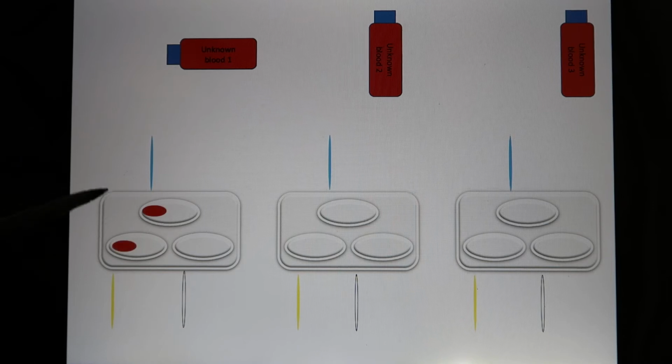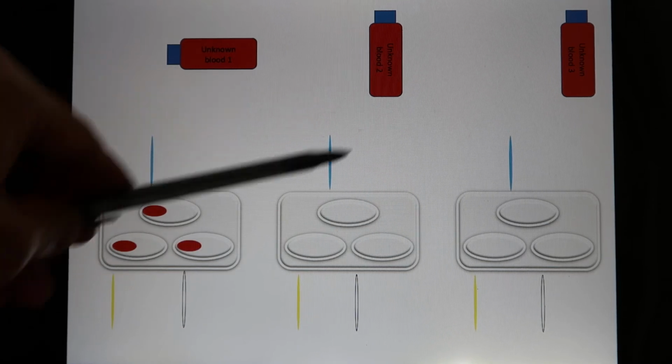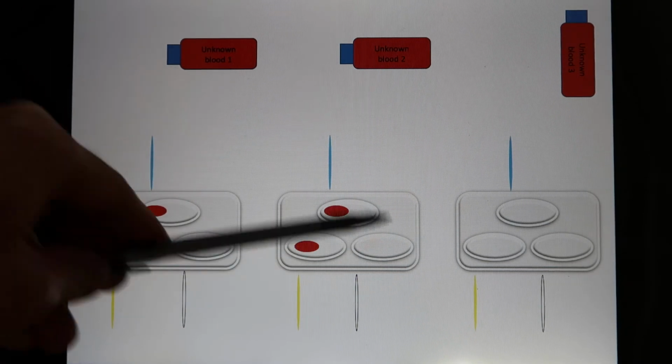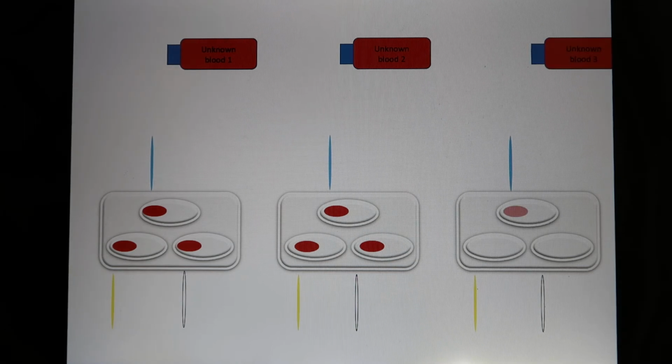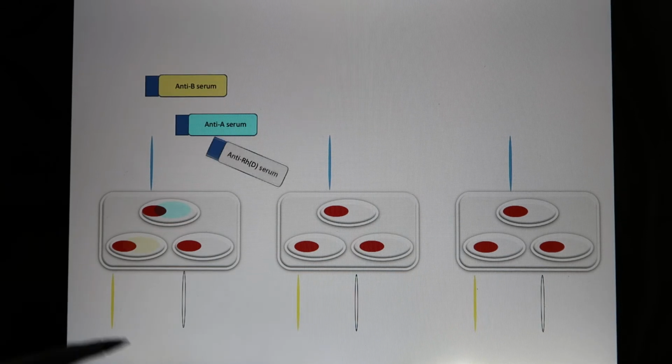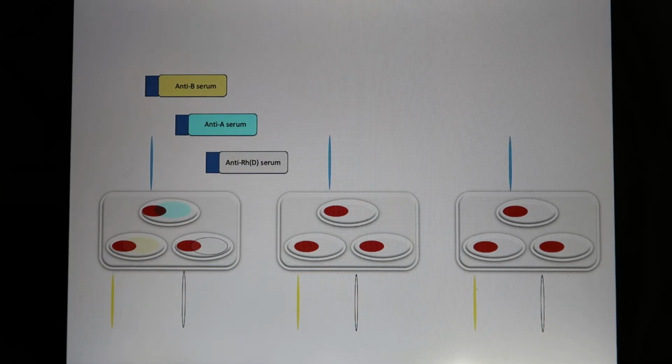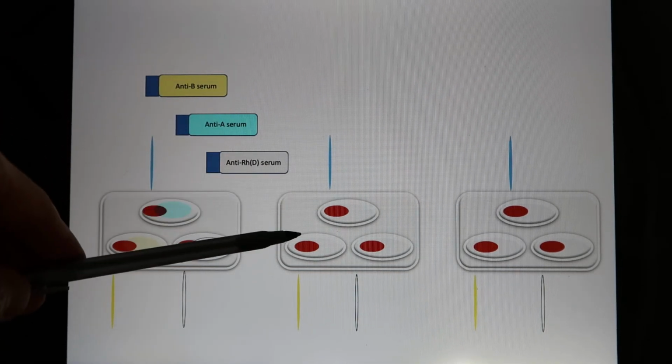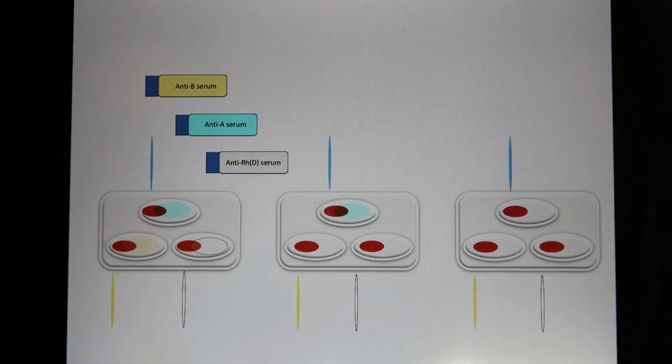So we put the unknown blood samples: unknown blood 1, unknown blood 2, unknown blood 3. Okay, we put those blood samples in. Then what do we do? Of course, we add antibody, right? So we take the antibody, anti-A, anti-B, anti-D. And the same for this one, the same for this one. So we'll keep doing it.